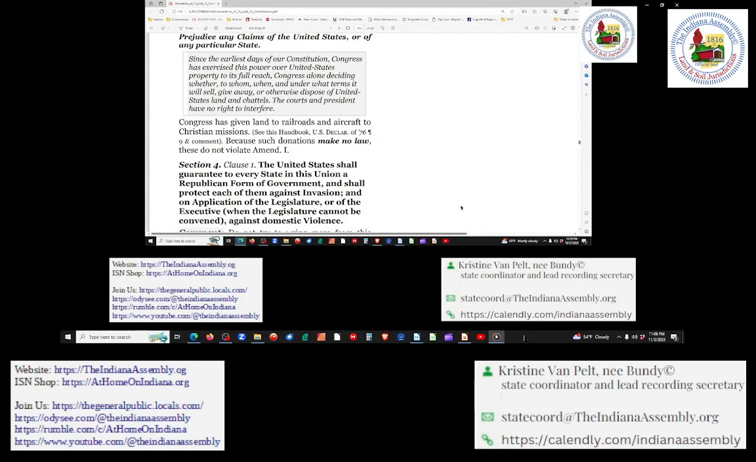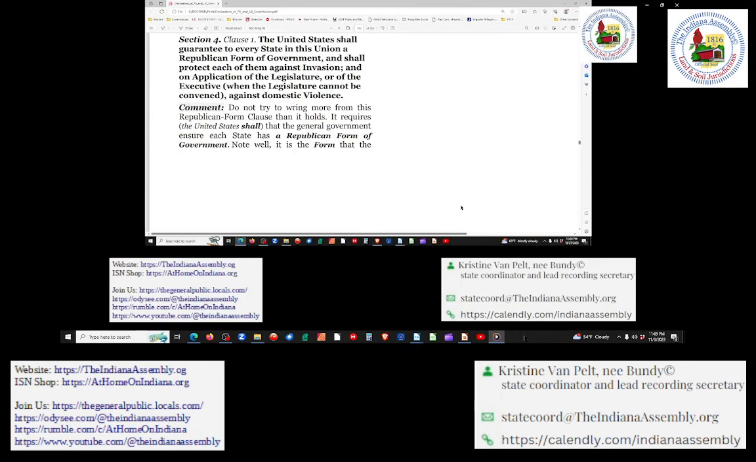Since the earliest days of our Constitution, Congress has exercised this power over United States property to its full reach, Congress alone deciding whether, to whom, when, and under what terms it will sell, give away, or otherwise dispose of United States land and chattels. The courts and president have no right to interfere. Congress has given land to railroads and aircraft to Christian missions. See this handbook, U.S. Declaration of 76, Section 9, and comment. Because such donations make no law, these do not violate Amendment 1.